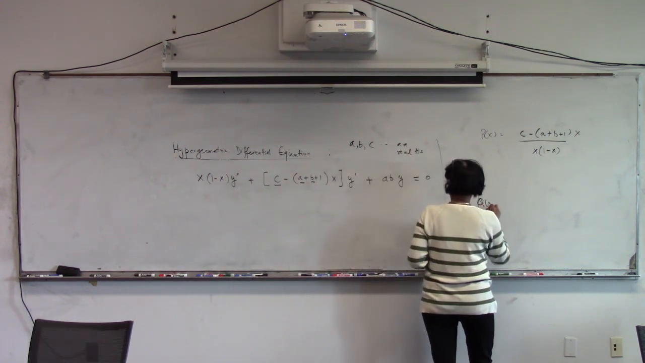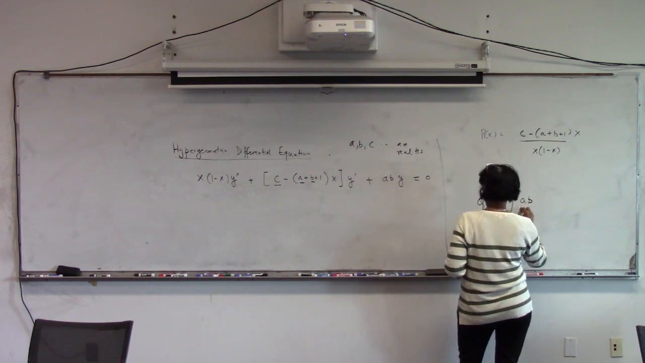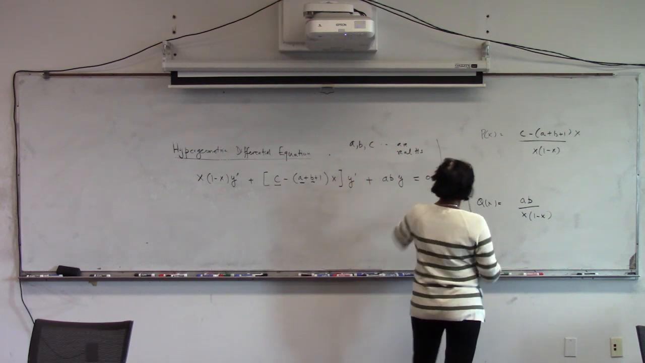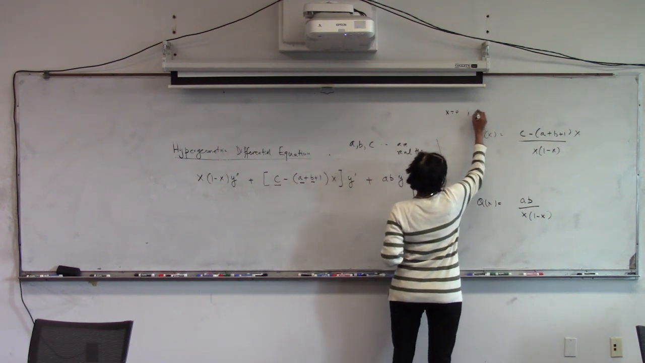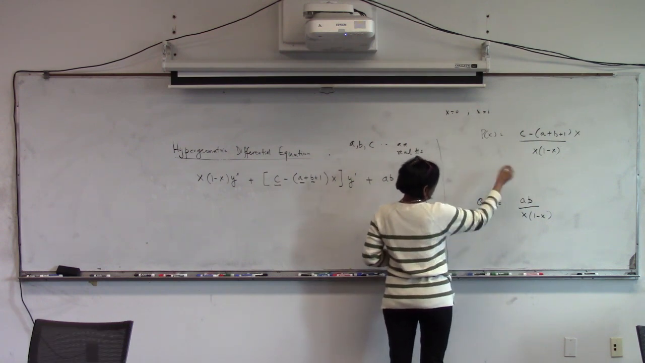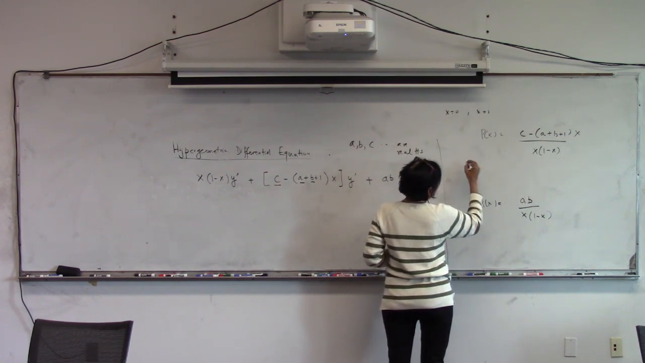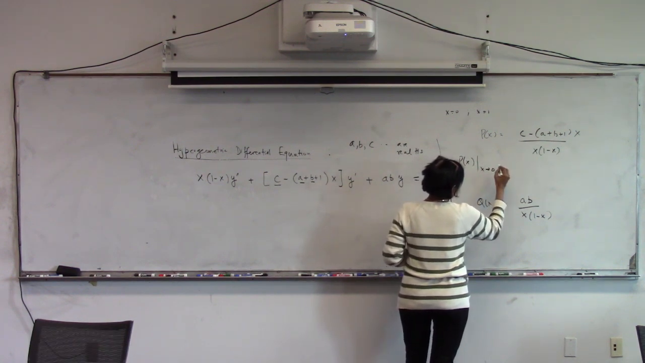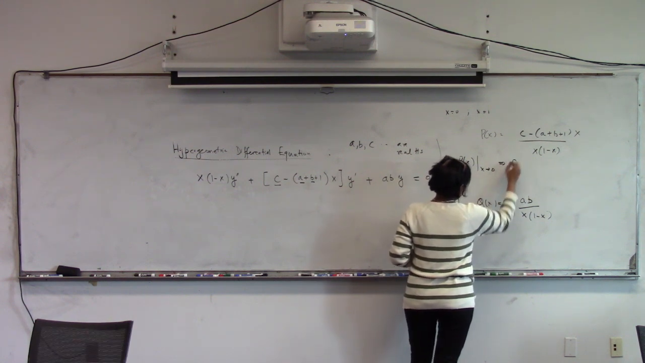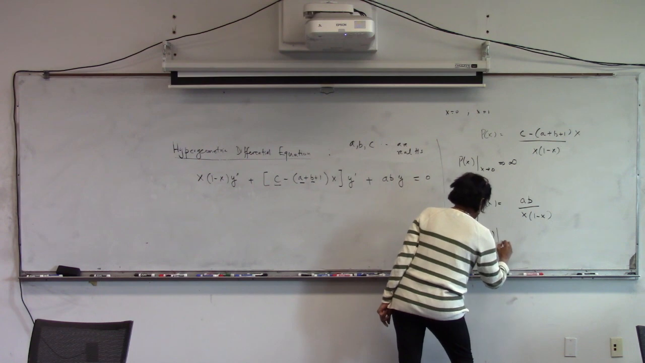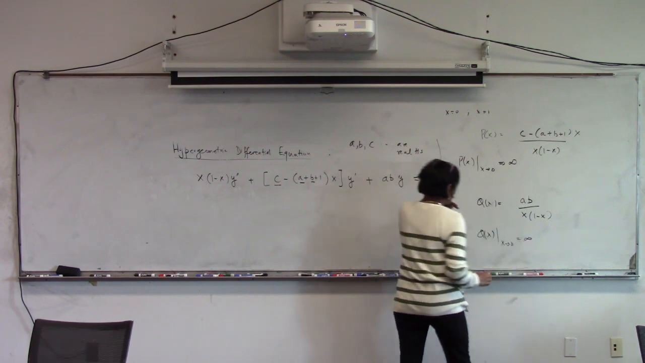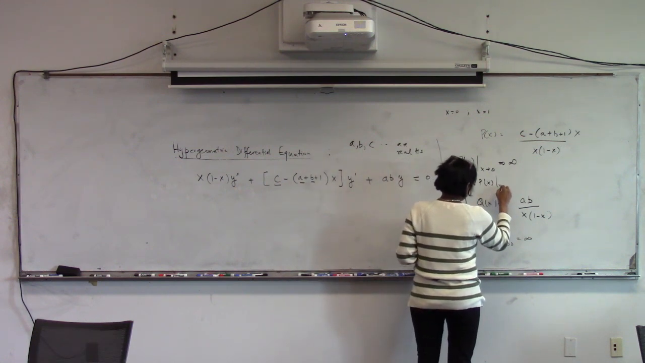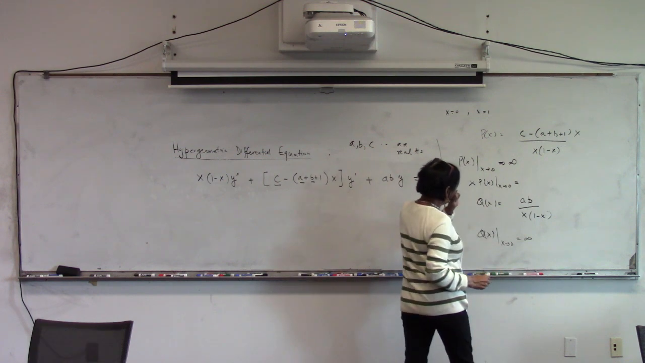And Q of x, of course, is AB over x times 1 minus x. All right, so clearly x equal to 0 and x equal to 1 are singularities that we can identify. And of course, P of x at x equal to 0 is infinity. Q of x at x equal to 0 is also infinity. So both are regular singular points.